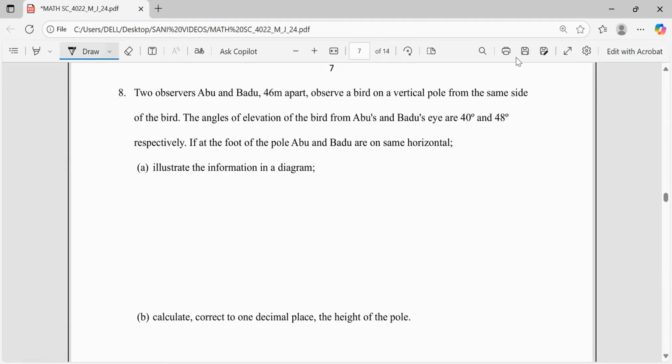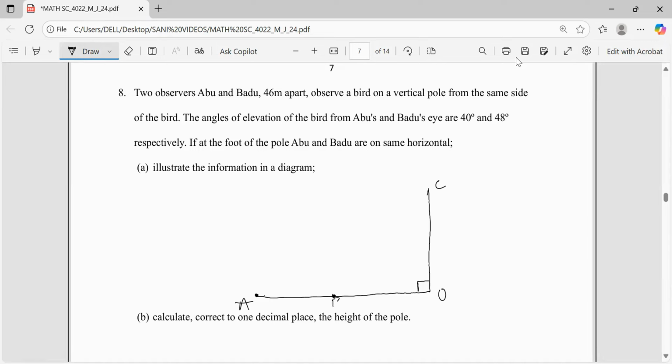First thing, let us represent the vertical pole. Let's place C at the top of the vertical pole and O at the foot of the vertical pole. And the question says, the foot of the pole, Abu and Badu are all on the same horizontal. So since they are all on the same horizontal, we have something like this. It will be 90 degrees. So let's have Abu here. Let's represent Abu as A.